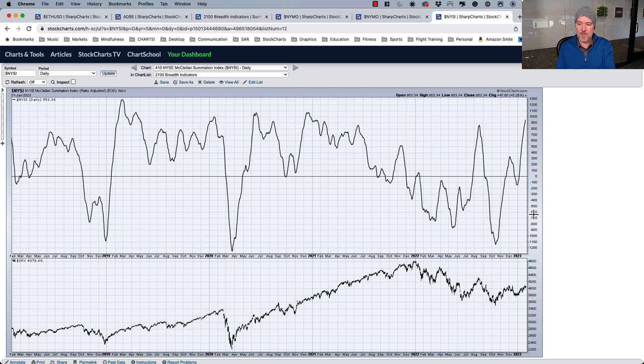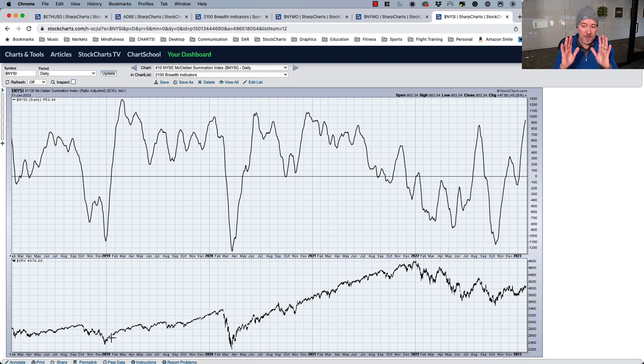Now, if you look at this over time, I'm looking at a little bit more data. We're looking at 5 years of the McClellan oscillator, and you can see it's been pretty noisy in the last 2 years or so. But if you look before that, look at how well the McClellan Summation Index, particularly when it goes above and below zero, has lined up really well with the major turning points in the S&P 500.